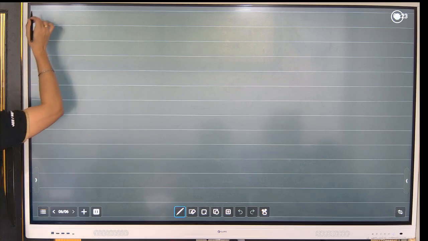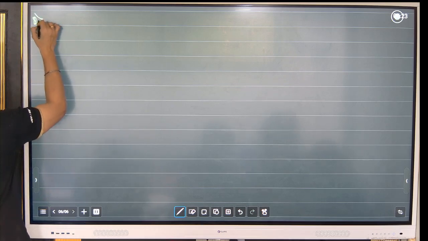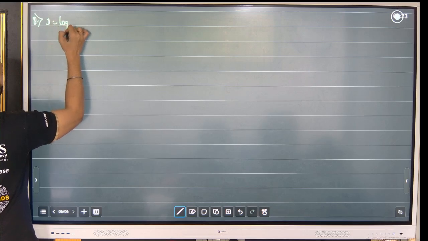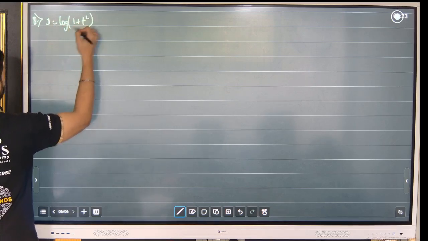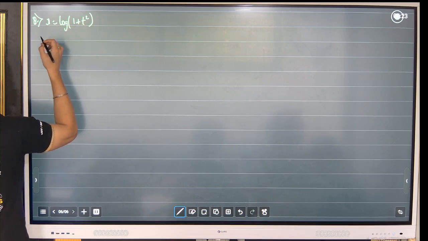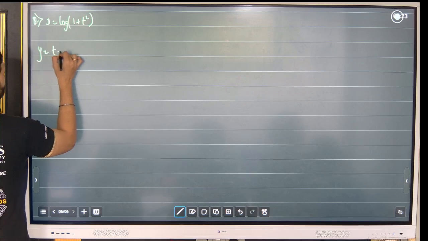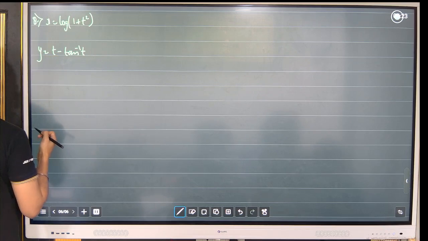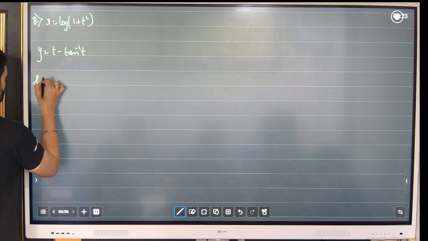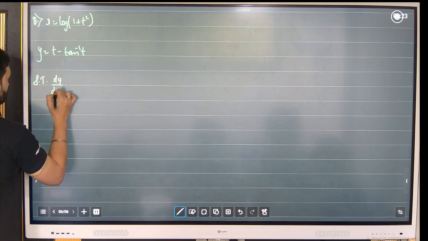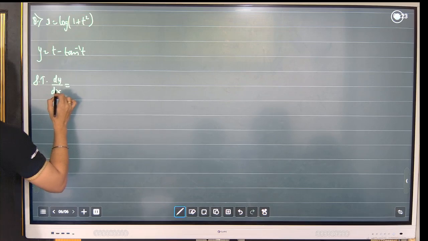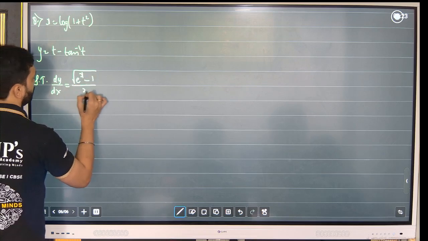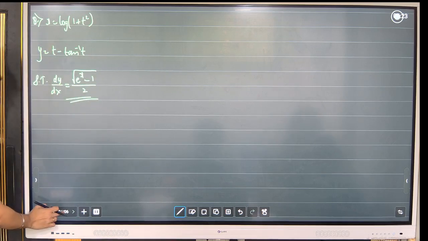Now one question I will be giving you to prove. x is equal to log of 1 plus t square. y is equal to t minus tan inverse t. Show that dy by dx is equal to under root of e raised to x minus 1, the whole upon 2. Okay, chalo.